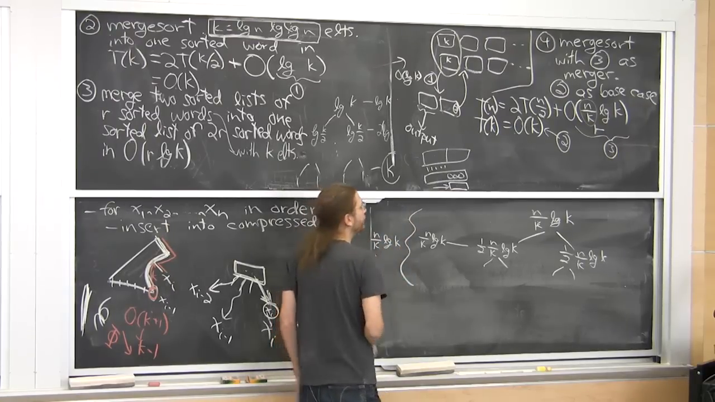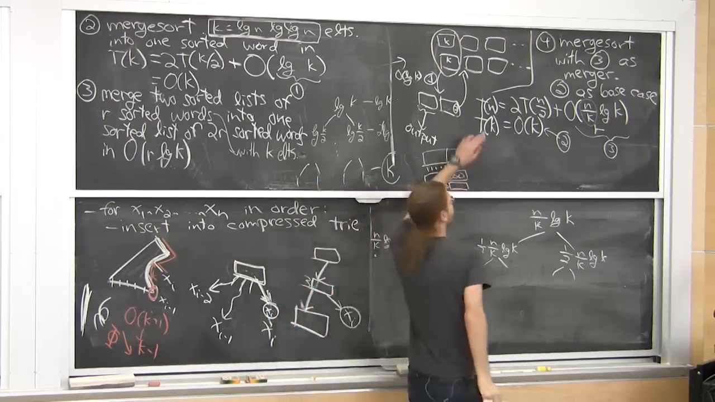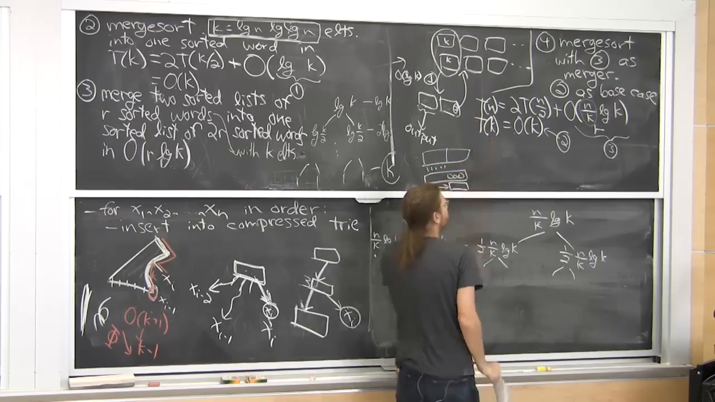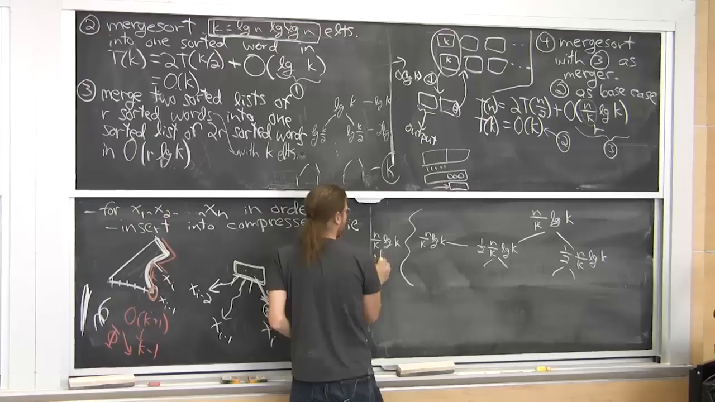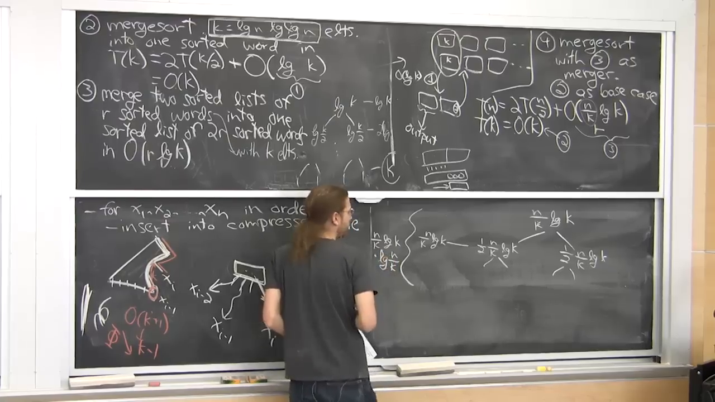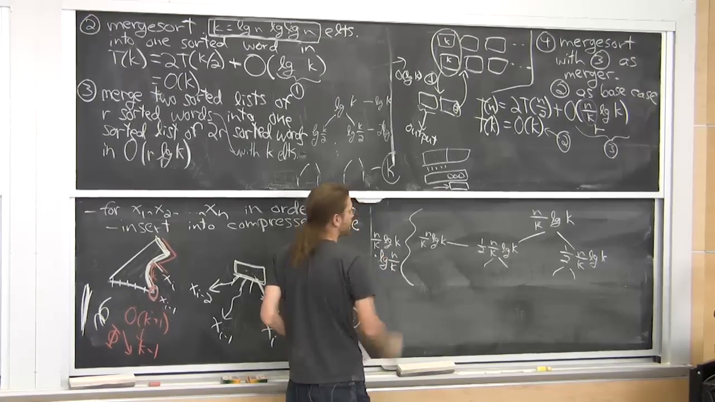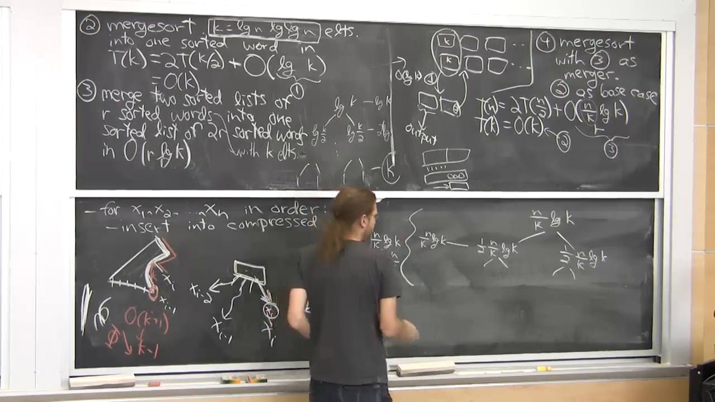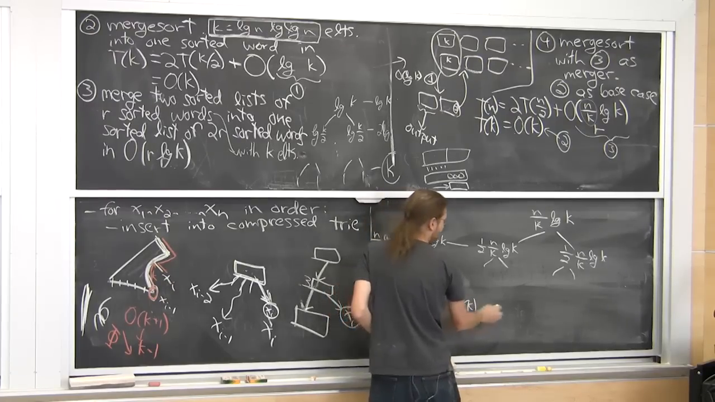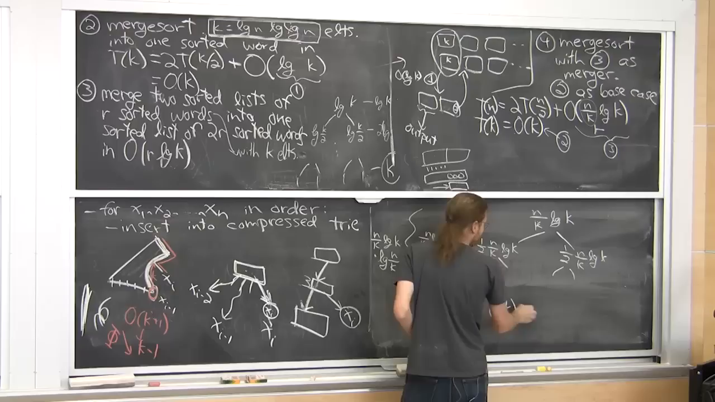Now, this is where it's a little tricky. This is not log n levels like regular merge sort. We stop at level k. So it's going to be log of n over k. That's the number of levels we get to. Now, at the leaf level, finally, we have things of size order k, and we only pay order k. Great.